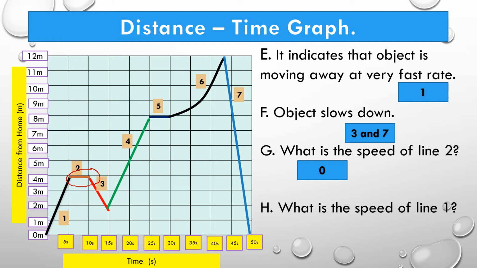Now letter H. What is the speed of line 1? This is our line 1. Its distance is 4 meters. Its time is 5 seconds. Okay? So, what is the speed? What is the formula in getting the speed? It is?